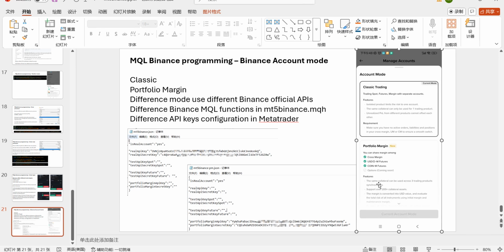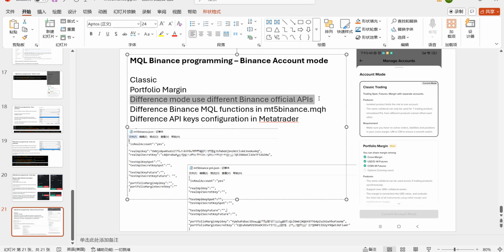The big difference is the portfolio margin mode can share margins among cross margin, USD margin future, coin margin future, and options. But classic mode cannot share the margin. Also, these two modes use different Binance official APIs, and that's why we have to use different Binance MQL functions for these two different modes.